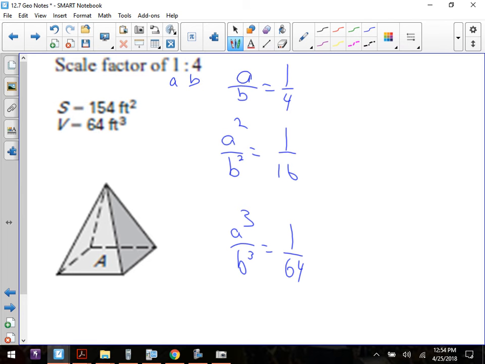Did you get that far at least? Okay. And then it's just a matter of setting it up. 154 to something. 64 to something else.